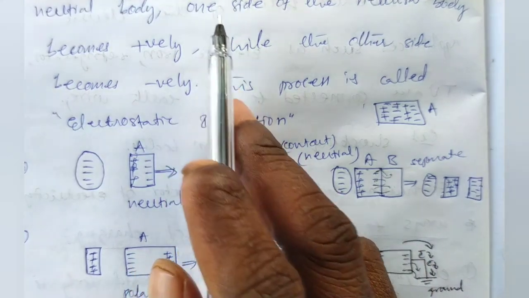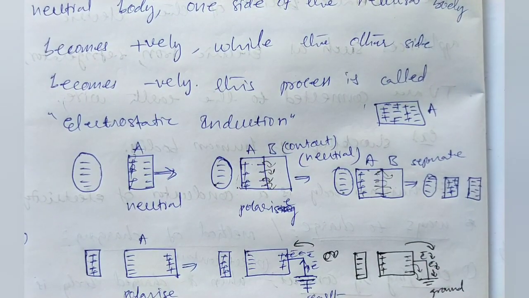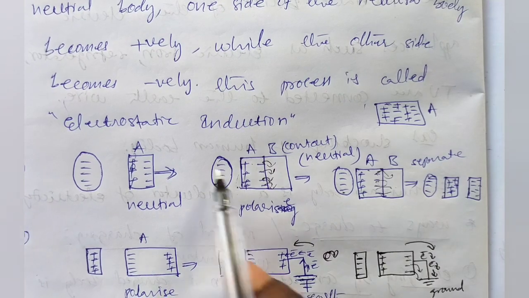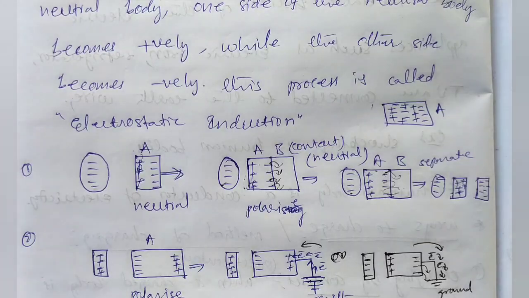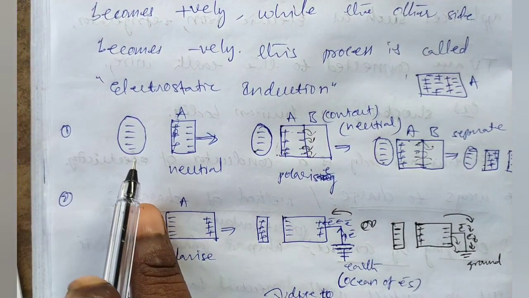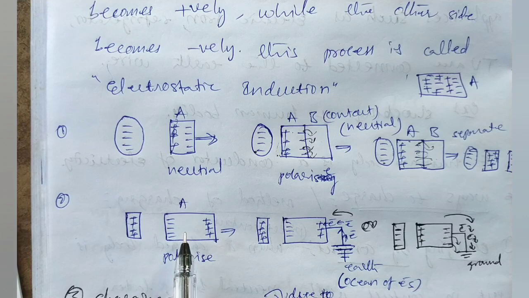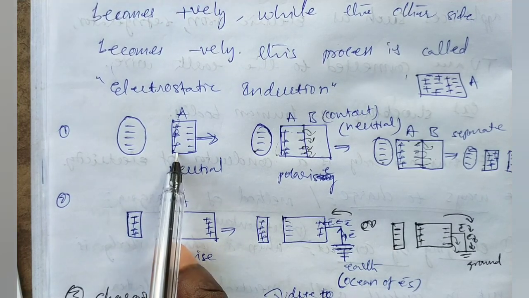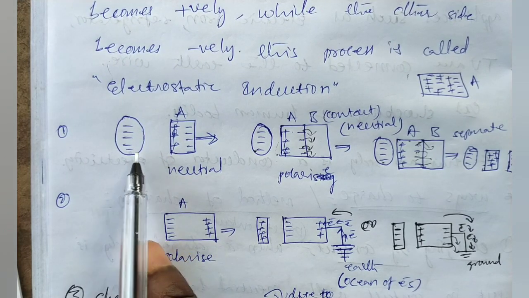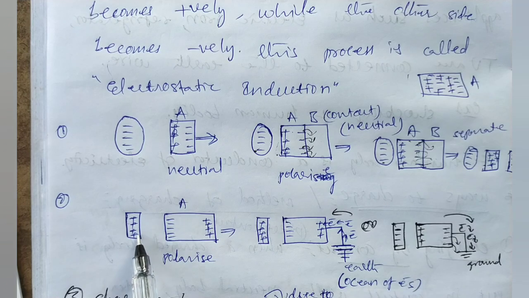This is the induction process. Another name for charging by induction is electrostatic induction. In the second case, suppose we use a positive plate and the neutral body is the same. In the previous case the positive charges come to this side, so positive and negative are attracted. Here the net positive charge carriers are attracted by the negative charge carriers.